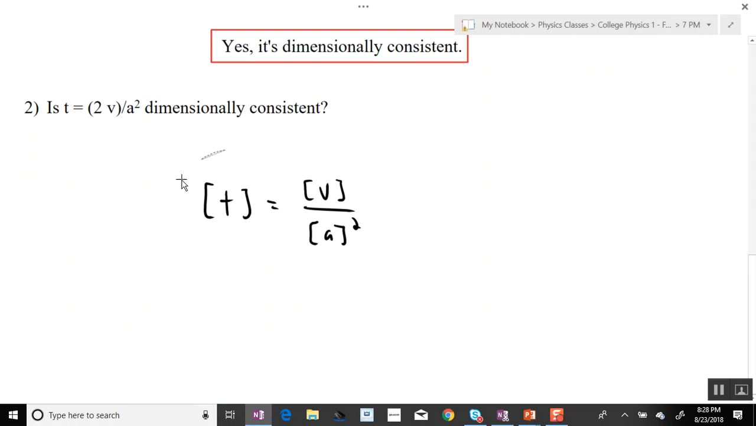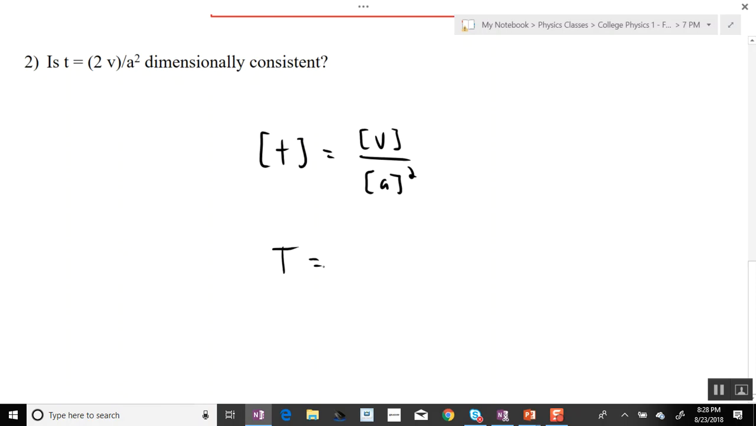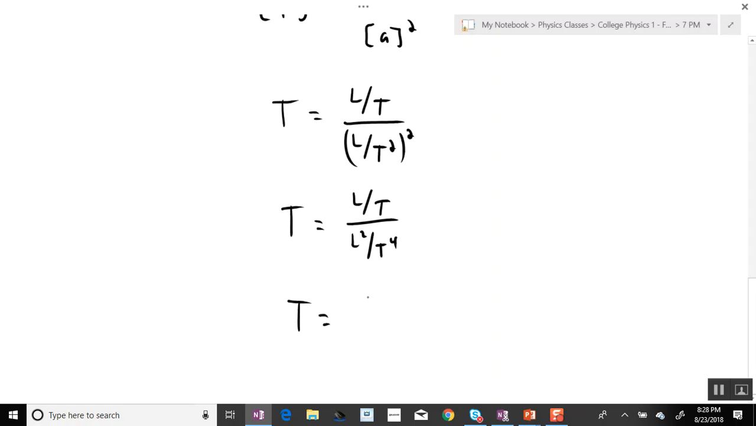So then what you want to do is plug in what these dimensions are. So this is t. What's v again? Right. What's a again? Yep, L over t squared. So this becomes, I'll simplify. You can see it's not going to work out, but let me just simplify it. So this is L over t, and this is L squared over t to the 4th. And if you divide by a fraction, it's the same thing as multiplying by the inverse, right? Does everyone remember that?